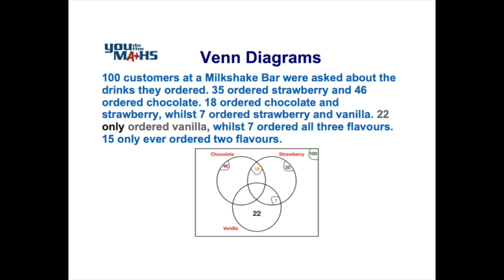The next bit of information tells us that 7 people ordered all three flavors, and there's only one spot that can go, and that's where the three circles overlap. So right in the middle of our diagram, we can put a 7.